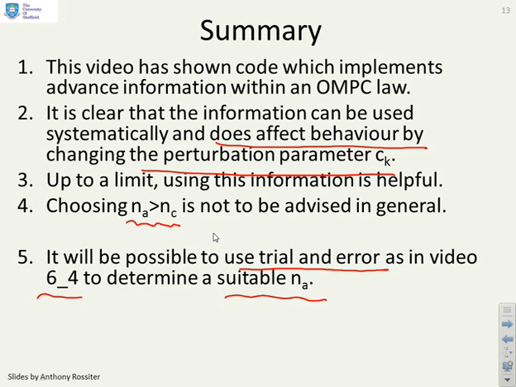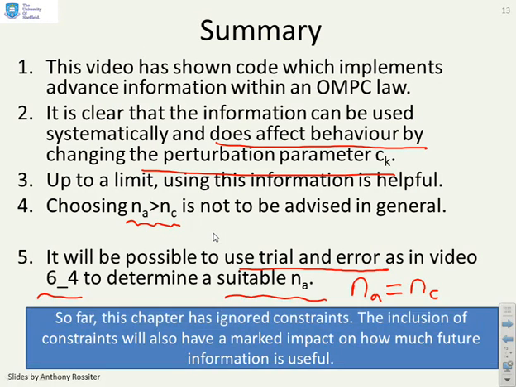But conversely, I think optimal control is slightly different from a finite horizon, and I suggest that if you use something like NA equals NC or close to NC, you'll probably be close to a reasonable result. Now, just a reminder to finish with, this chapter has ignored constraints, and clearly the inclusion of constraints will also have a marked impact on how much future information is useful. But that extra factor, of course, complicates things even more and makes it really transparent that it's quite difficult in general to say what is a good value of NA.